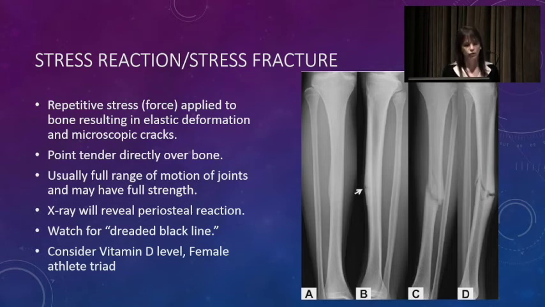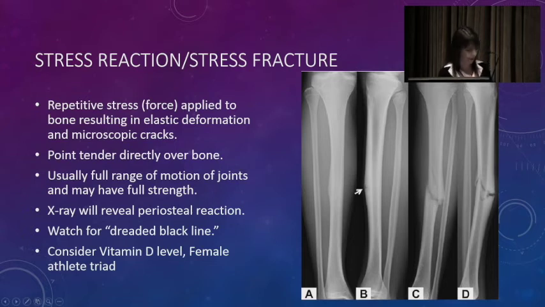The X-ray in a stress reaction, which is almost like a pre-stress fracture where there's been some mild breakdown of the bone, some chronic pain, but not to the point where the bone really needs to repair itself, is often normal. So in stress reaction, the way to confirm that diagnosis, if it is necessary to confirm it, would be an MRI.